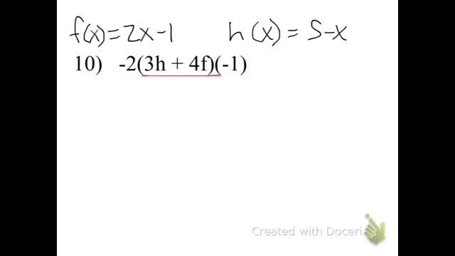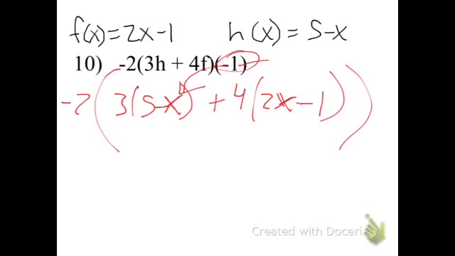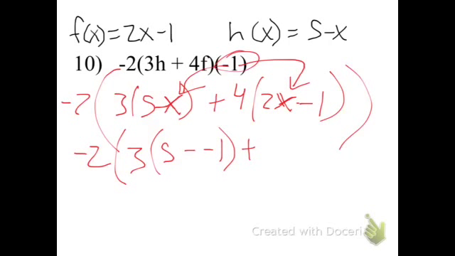Again, you have to do some work inside here and make sure we evaluate at negative 1. So negative 2 is just going to be sitting outside for a little while. We got to do 3 times h, which is 5 minus x. That's not right. Anyway, add 4 times f, which is 2x minus 1. And now I need to take my negative 1 and put it in for my x's to make sure I evaluate. And we got 3 times 5 minus negative 1 plus 4 times 2 times negative 1 minus 1.